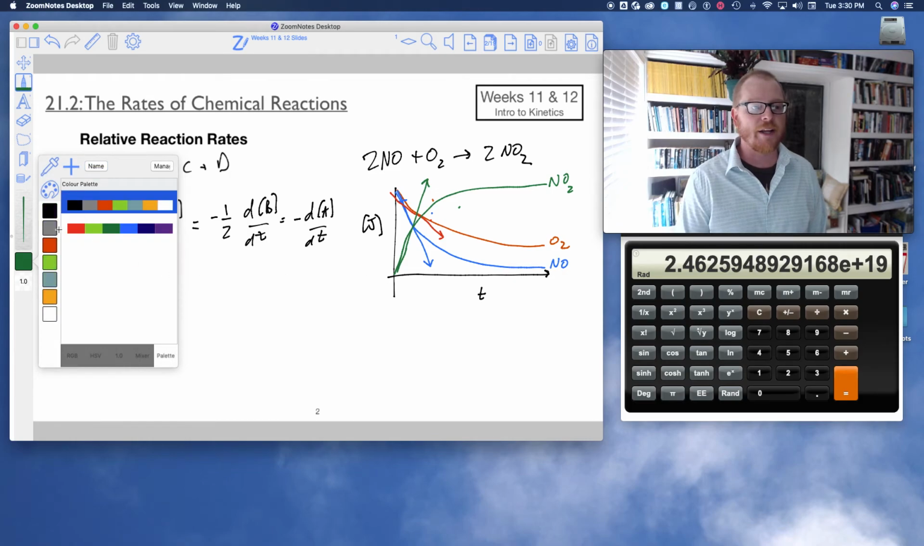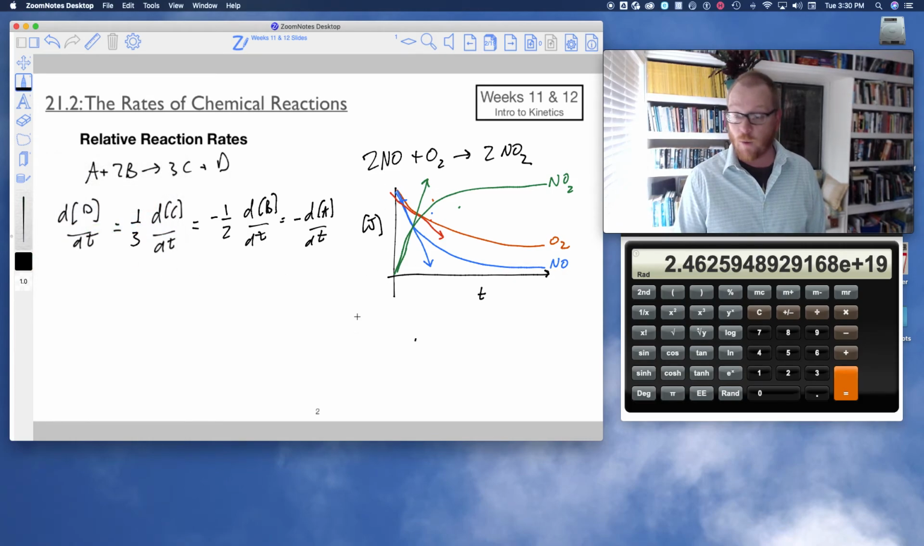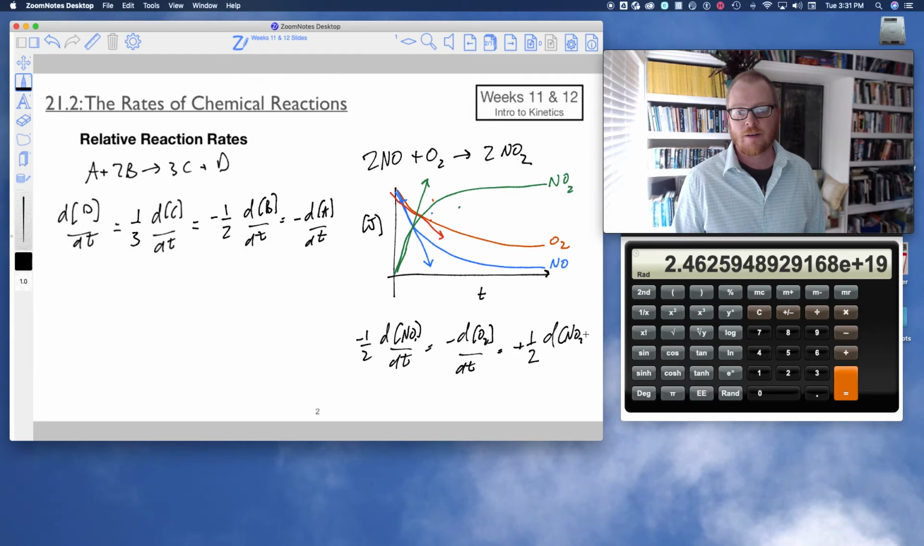And of course, for this reaction, if I wanted to make all those rates relative to each other, then it would go -1/2 d[NO]/dt equals -d[O2]/dt, which equals 1/2 d[NO2]/dt, okay?